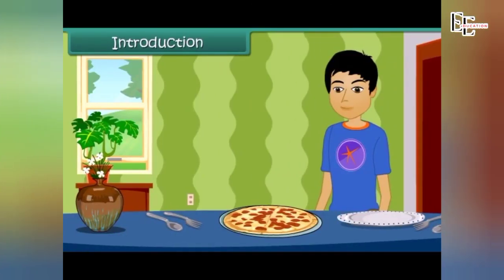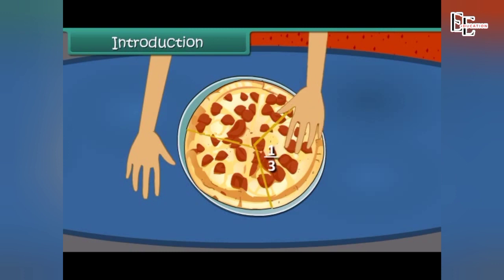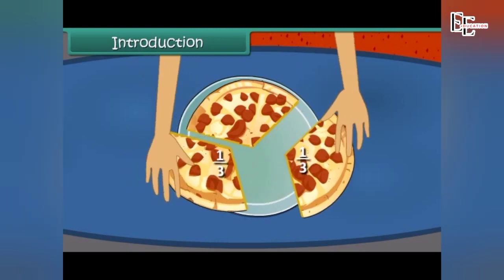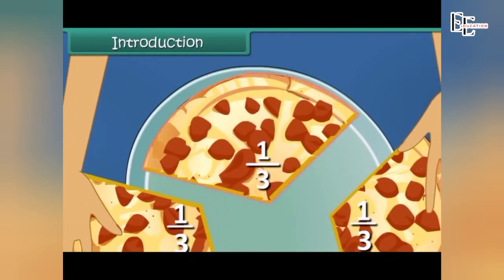Suppose Rahul has a pizza. He has to share this with his sisters Reema and Nina. He has to give 1/3 of it to Reema and the same to Nina. Then how much is left for Rahul? Come, let's learn how to calculate the remaining part of the pizza left with Rahul.